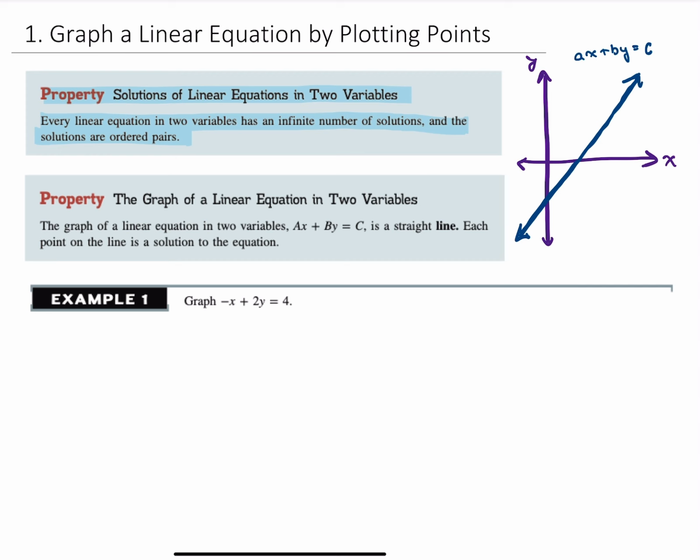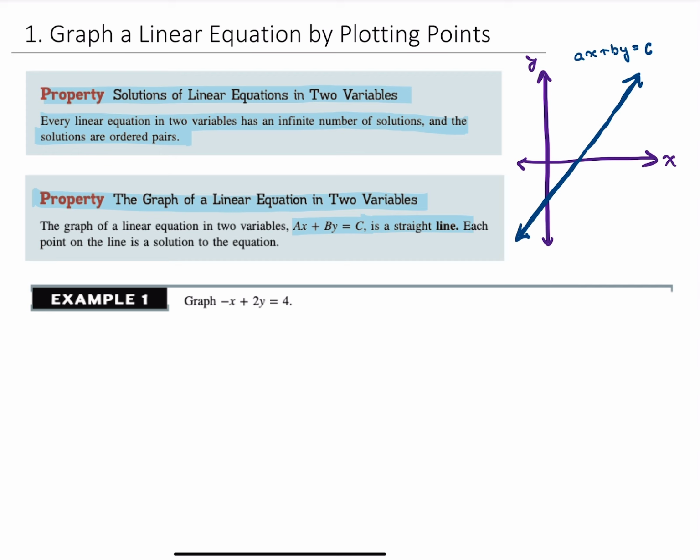And maybe going a little bit backwards, but the graph of a linear equation, so this is a general linear equation, ax plus by equals c, is a straight line, meaning it's not curved. Part of the definition of being linear. And each point on the line is a solution to the equation. Probably should have had these flipped.